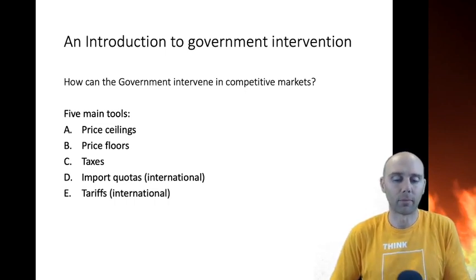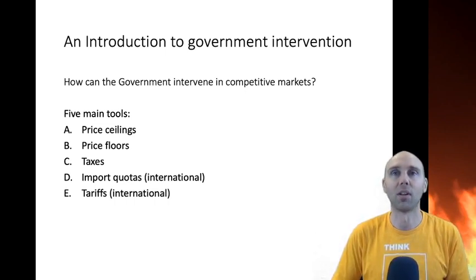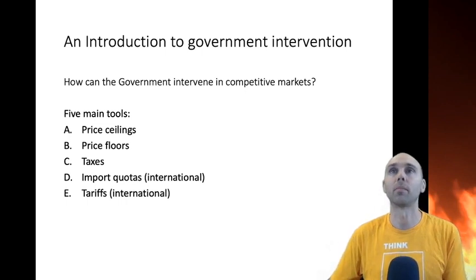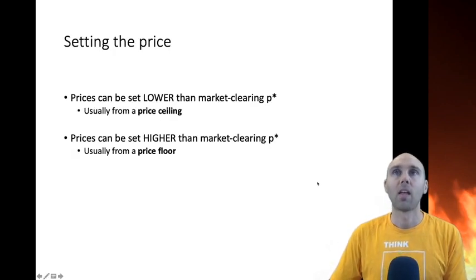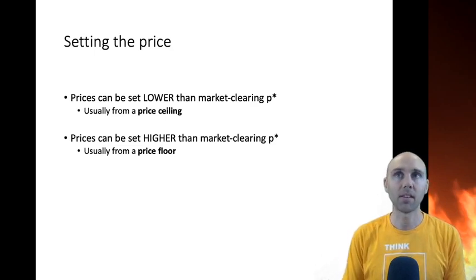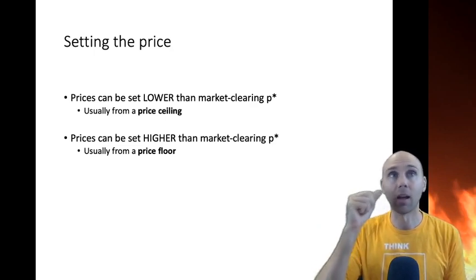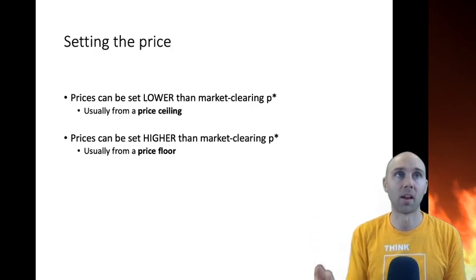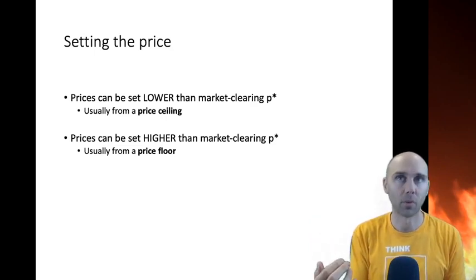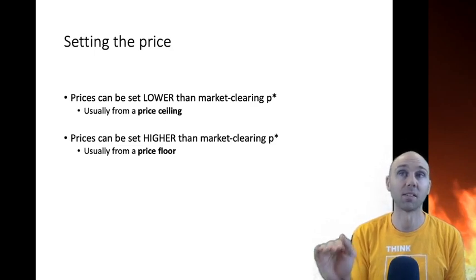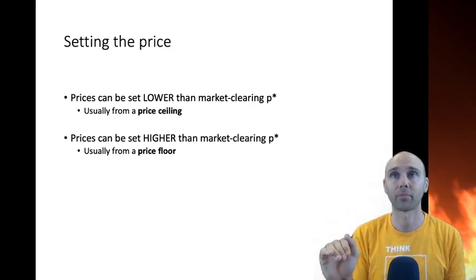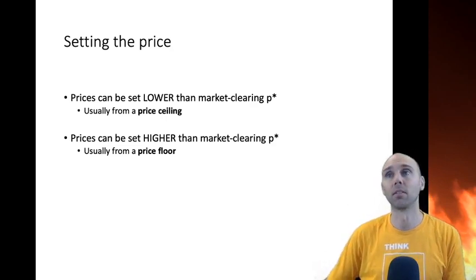Those latter two are typically talking about international trade. So when international sellers come into the market, for example. When a government chooses to intervene and set a price, it can set a price that's lower than the market clearing price, and that will typically be done by imposing a price ceiling, so that sellers can't go above a certain price. Or they can try to set prices that are higher than the market clearing price, and they can typically do that by setting a price floor. Sellers cannot sell below a certain amount.